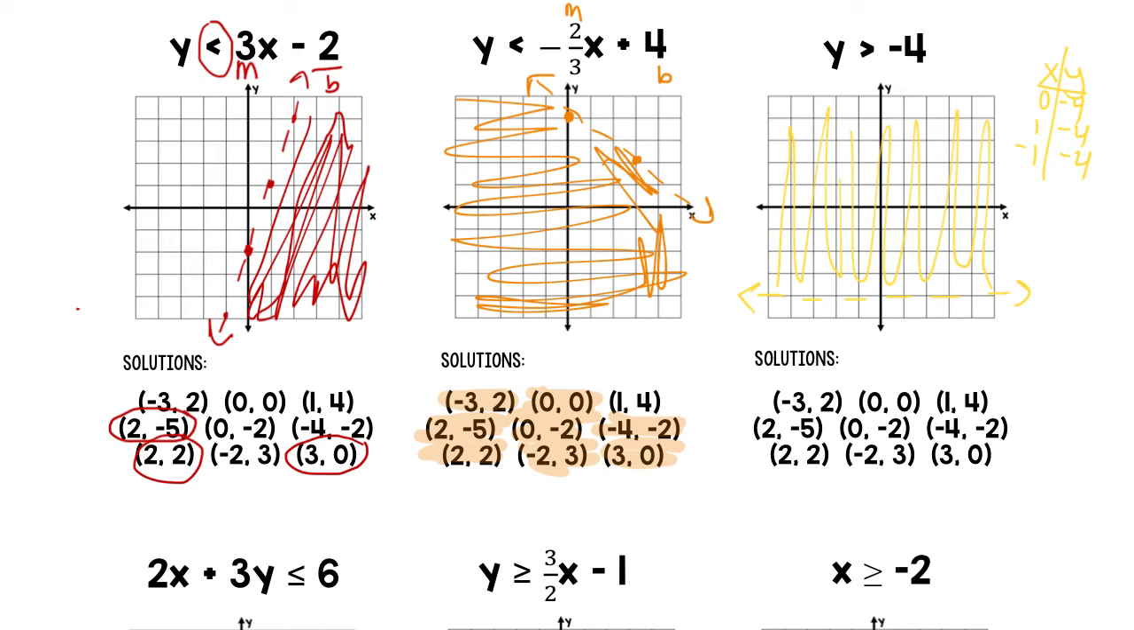Let's test some points. You should definitely pause here and see which of these points lies in the solution area. Negative 3, 2 is yes. 0, 0 is yes. 1, 4 is yes. 2, negative 5 is no. 0, negative 2 is yes. Negative 4, negative 2 is yes. 2, 2, negative 2, 3, and 3, 0. Those are all yeses. Just one no that time. Okay, so far so good.